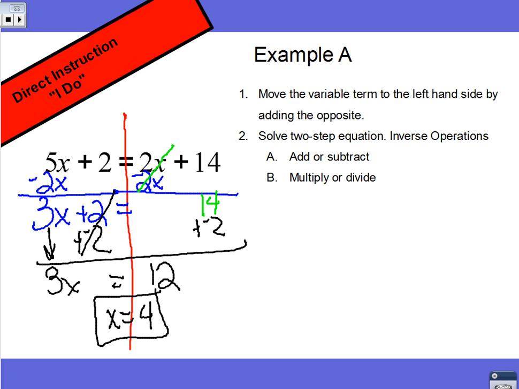Once you get down to a one-step equation, especially if there are no integers, no negatives involved, you can skip straight to x equals 4, if you are good. Now, if you want to continue to write this, of course you can. You may always do more. You just can't do less.